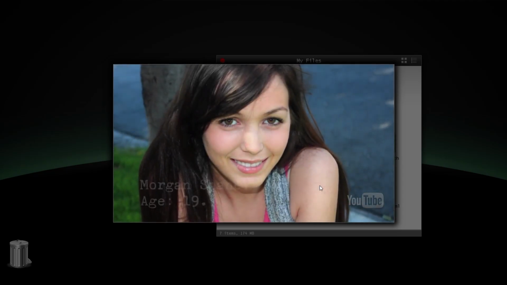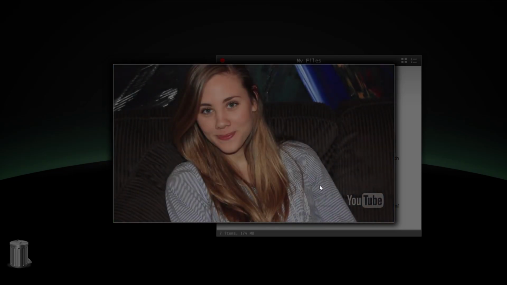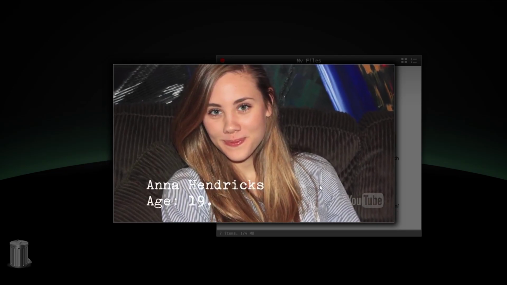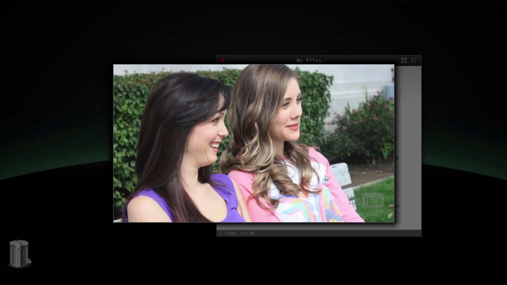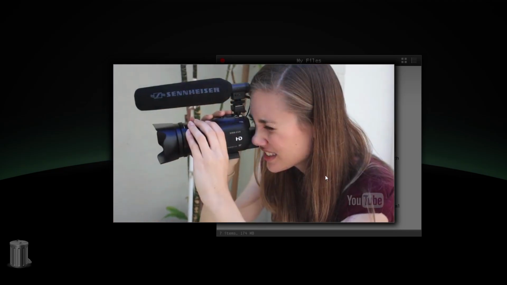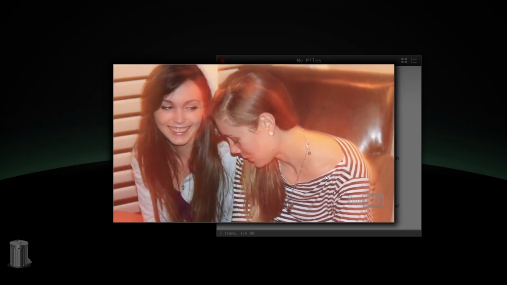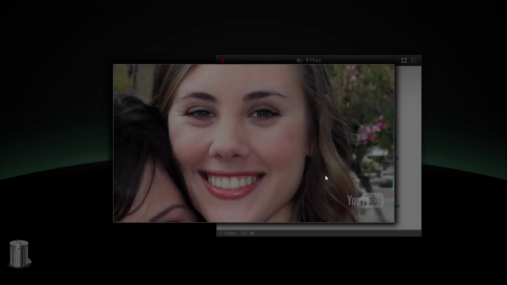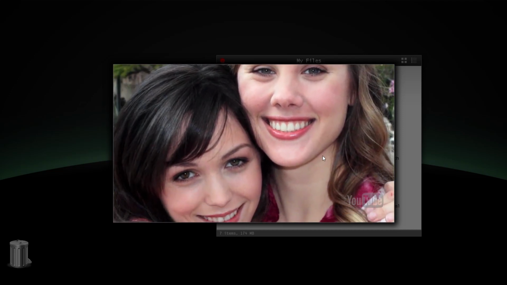This is Morgan Shane. And this is Anna Hendricks. Anna and Morgan were roommates at Colfax College in Woodlake, California. Anna was a communications major and an aspiring filmmaker. Morgan's passion was environmental studies. They were BFFs, best friends forever. On March 13th of last year, Anna was brutally murdered by Morgan.